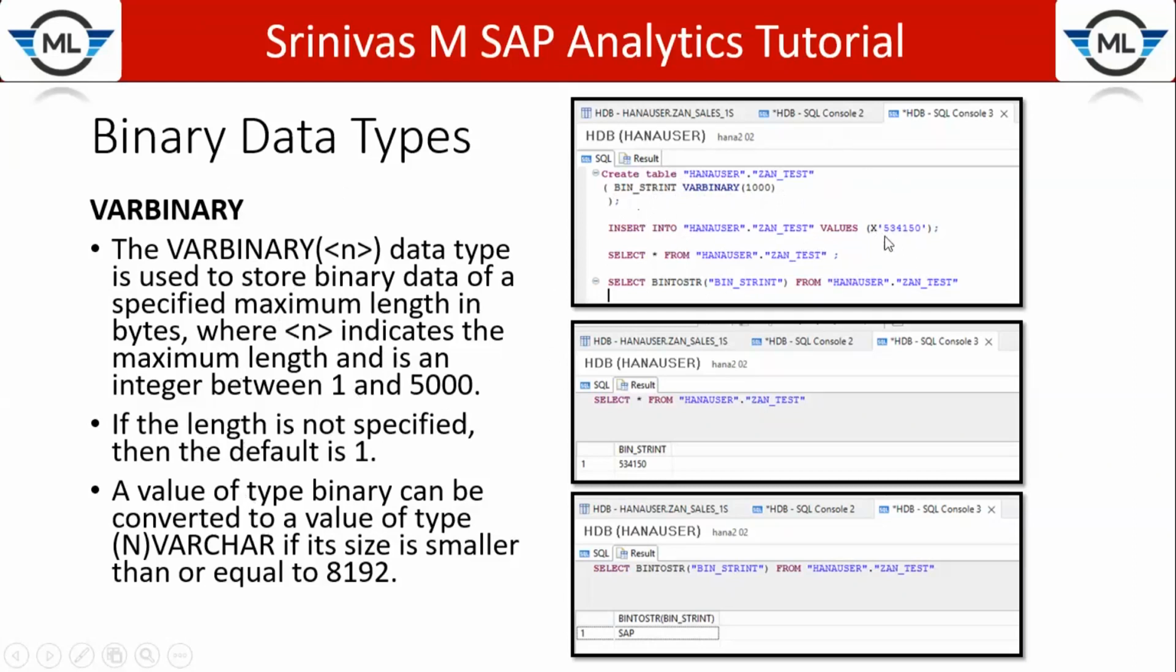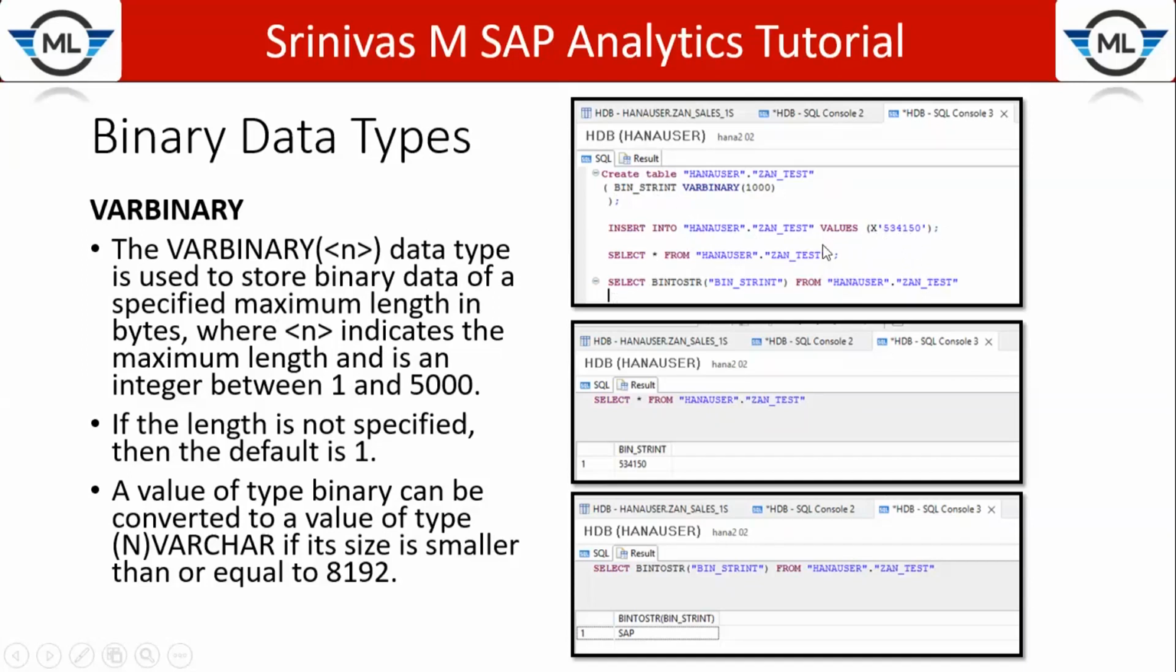Okay, so when you're trying to insert VARBINARY information into your column, you have to specify X before the value. So 534150 is my binary information, and I want to store this information into my column. Before you give your string in the single quotes, prefix it with a capital X. This is mandatory. If you don't give the capital X, the system doesn't consider it as binary information.